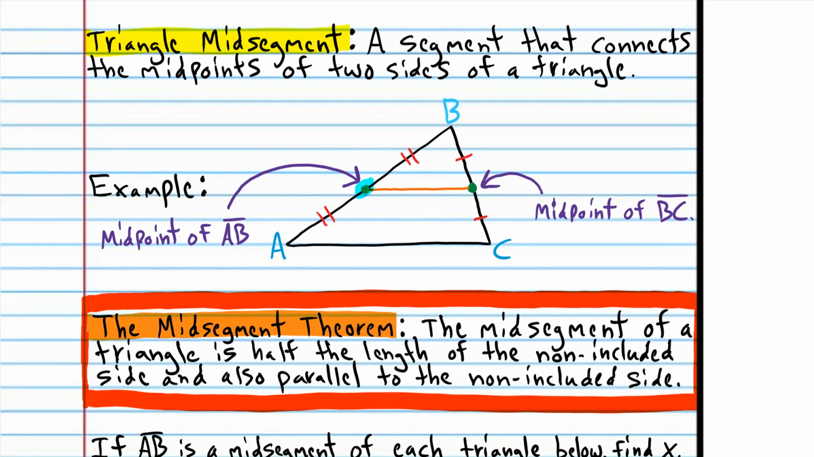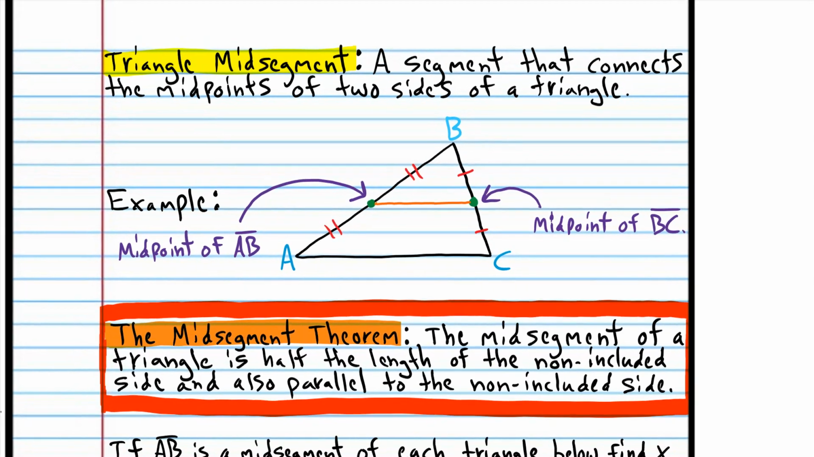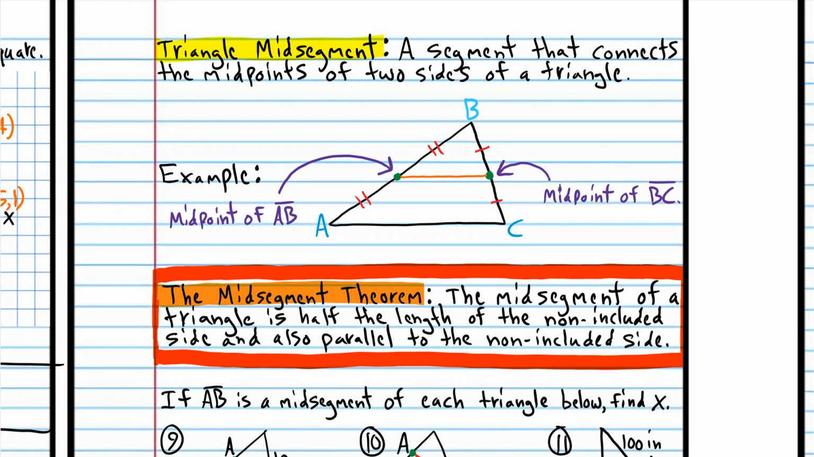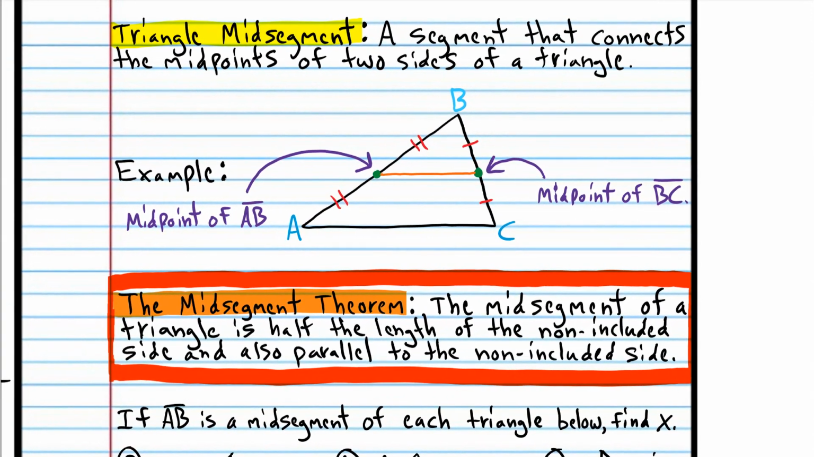It connects, this is the midpoint of side AB, and this is the midpoint of side BC. And remember what midpoint means, that just means it bisects the side. It cuts it in half, so this length is the same as this length. And this green dot here, that midpoint, it makes it to where this length is equal to this length. That's just the definition of midpoint. So this segment here connects those two midpoints. So that is the triangle midsegment.